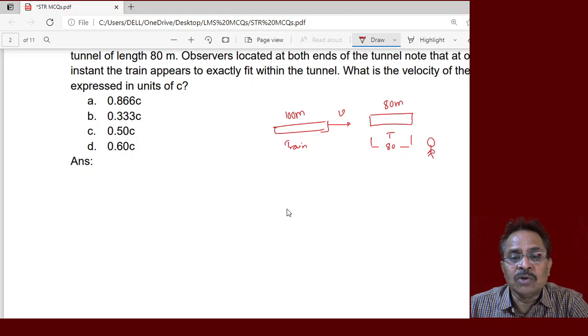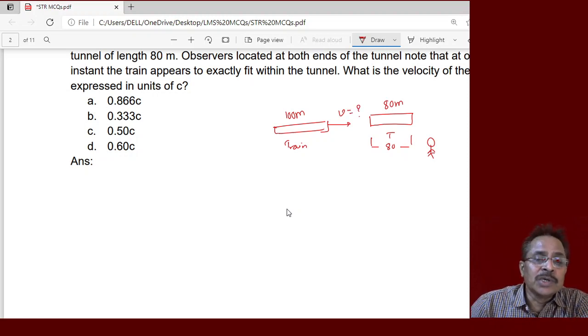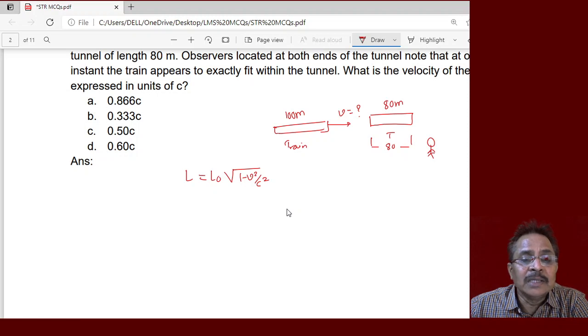At one instant it observes that even though the train's length is 100 meters, it is passing with such a speed that when it is passing through this tunnel, its length is found to be only 80 meters. Then what is this value of V? This is to be calculated. Here we use a very simple formula called length contraction, which is given by L equals L0 times root of 1 minus V squared upon c squared. Remember, L0 is the length at rest and L is the length in motion. So we have to calculate this.